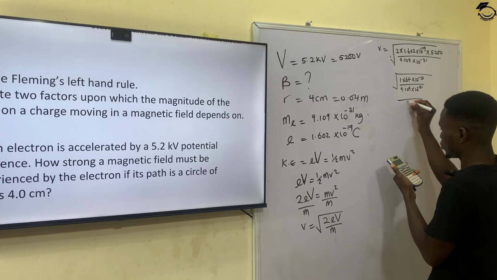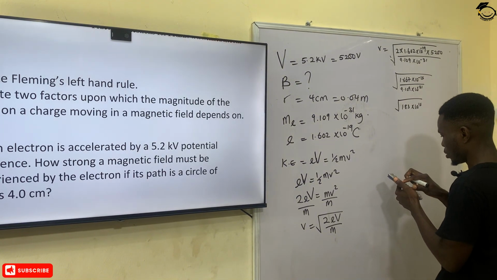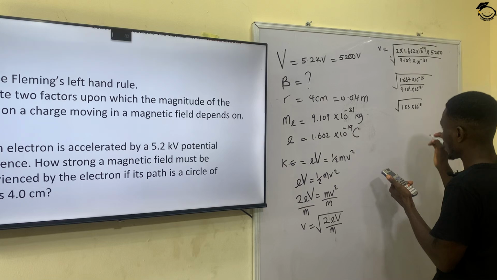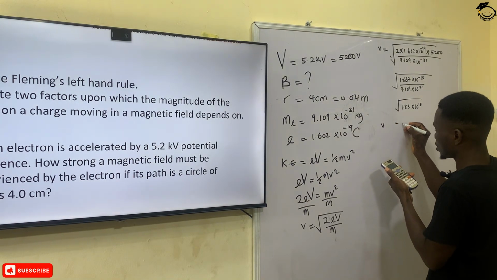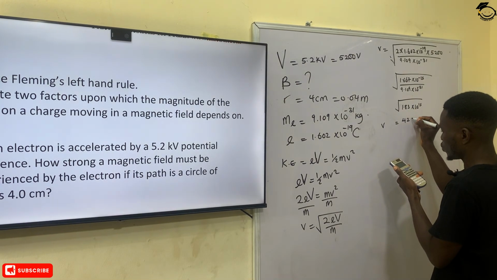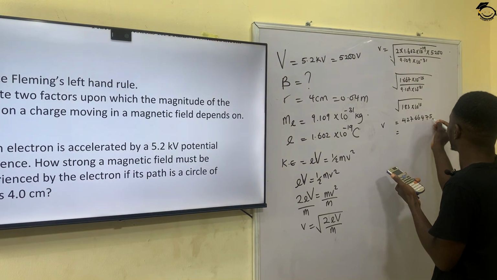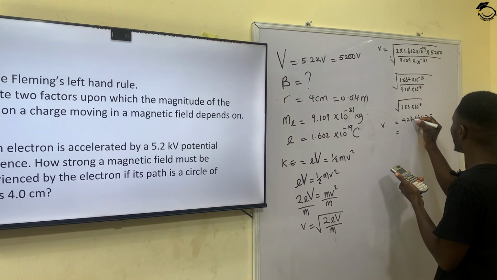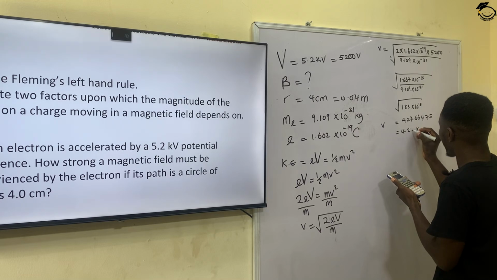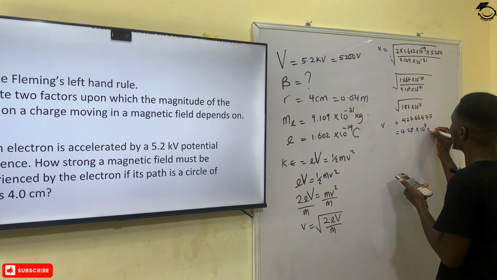So that will give me the square root of 1.83 times 10 raised to power 15, and that will give me that the velocity is equal to 4.28 times 10 raised to power 7 meter per second.